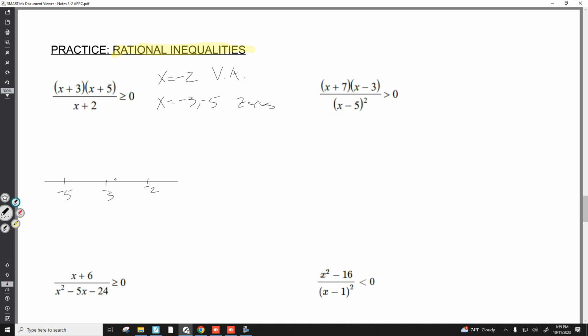But we make sure above those specific locations, we identify if they are indeed a zero or they're an undefined value, a vertical asymptote. So we will write down which ones are vertical asymptote, VA. Which ones are zero? That's a zero. That's a zero. This is an und.